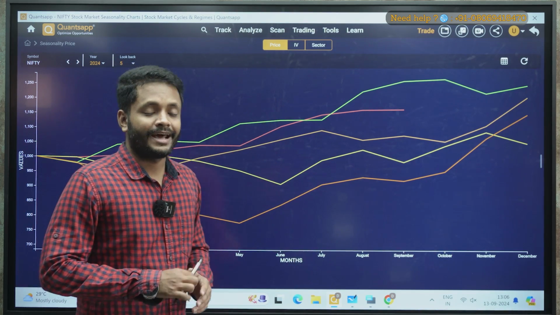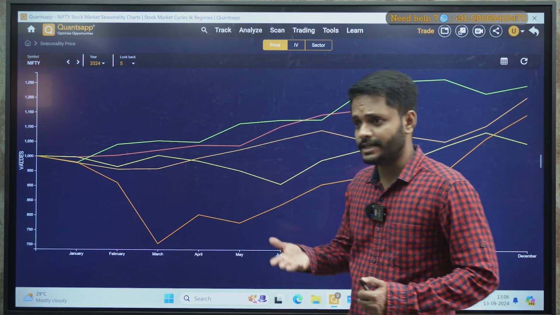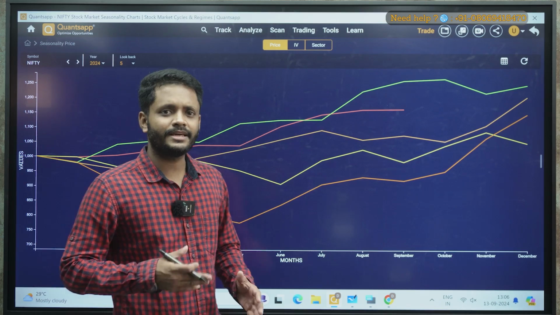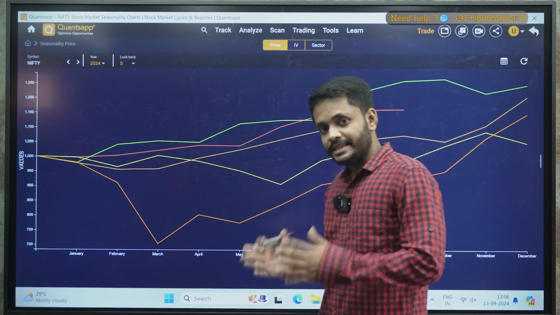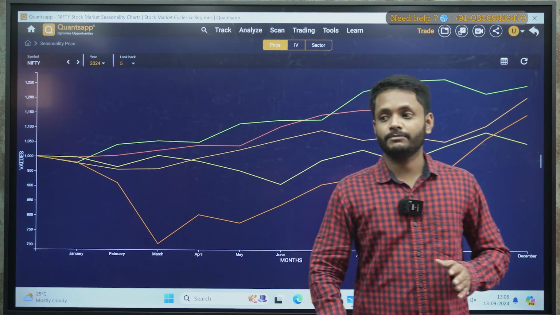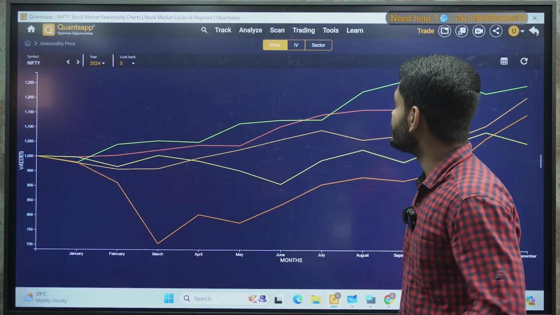Nothing happens randomly, unless, yes, there is a possibility, I won't deny, but more or less I would say everything has a time. So at that point in time, that particular sector will move. At that point in time, that particular stock might move. So how to decode that? Let us go and check out.